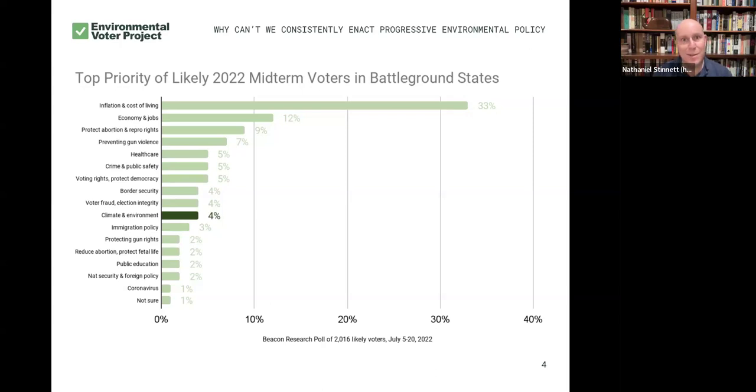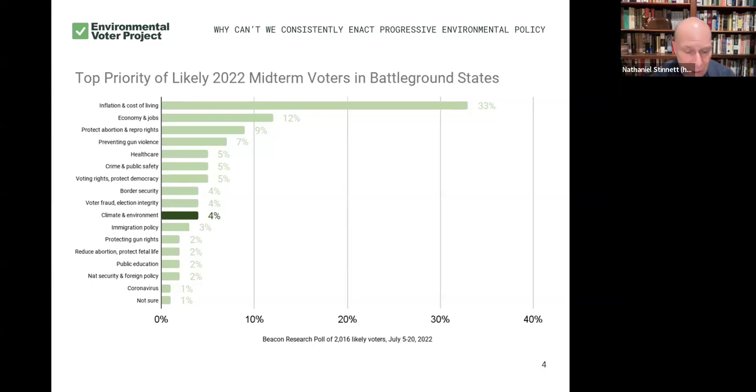A good way of thinking about it is this is a tremendous lack of demand in the political marketplace. And boy, is it hard to get policymakers and politicians to supply what we want, to supply the climate policy that we need when so few voters are demanding it. This is what we are trying to address at the Environmental Voter Project. This is the problem we are trying to address, this lack of environmental voters, this lack of political power in the climate and environmental movements.